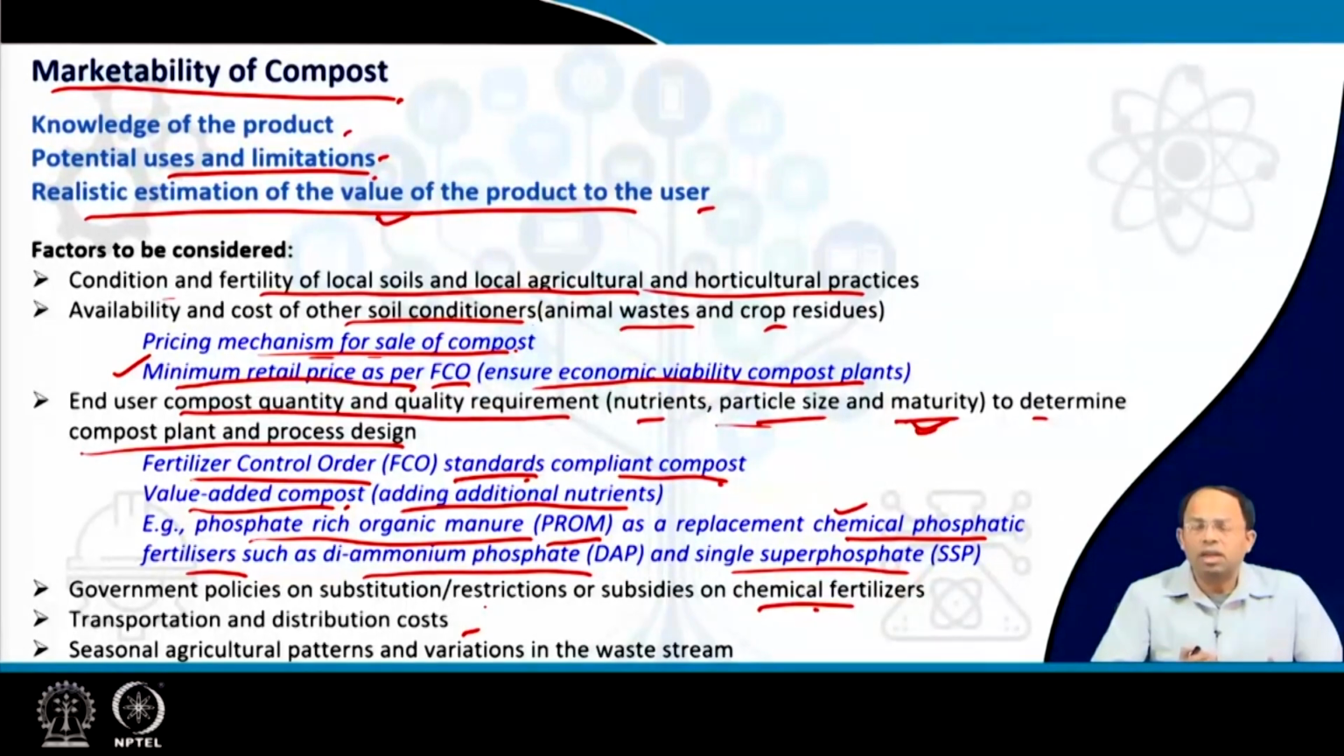Then there is the transportation and distribution cost of compost: how far away it is transported and how it is distributed. Almost the cost of the compost from production to final price after distribution and transportation doubles. So a lot of money goes into that, and that part has to be really worked upon.